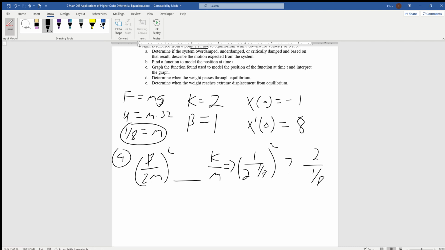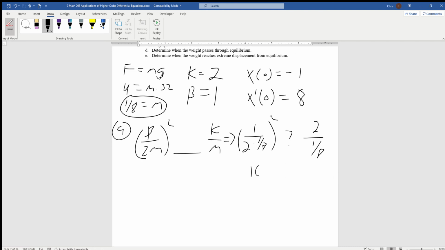And what's the relationship between those? Well, we have 1 over a fourth squared, which is 16, and 2 over an eighth, which is going to be 16. And 16 is indeed equal to 16. So what does that mean? We have a critically damped system.